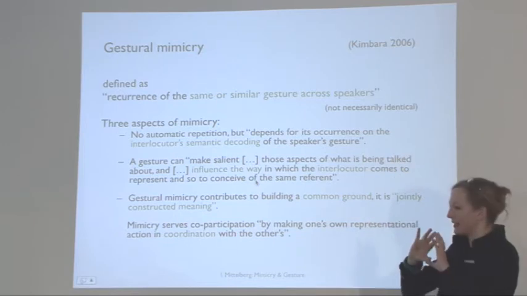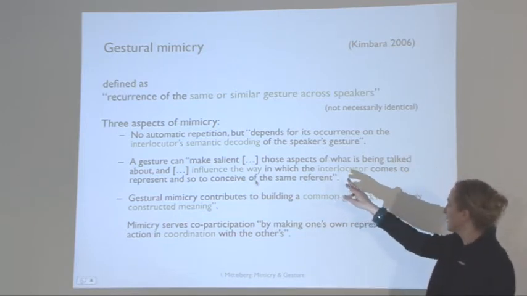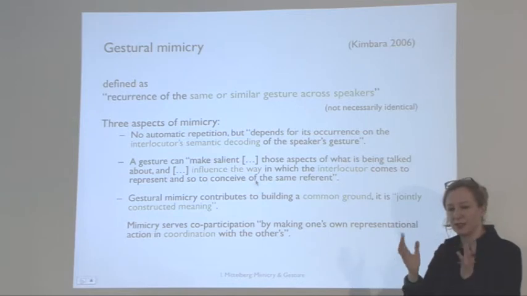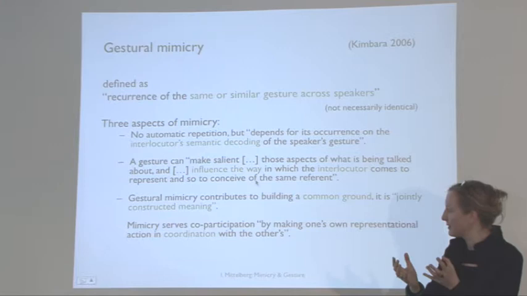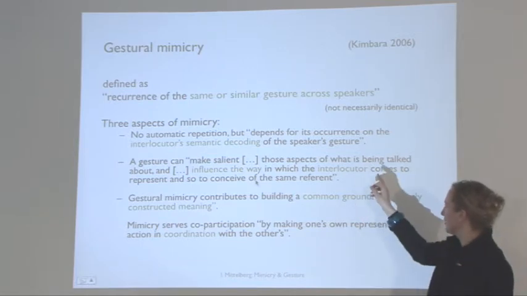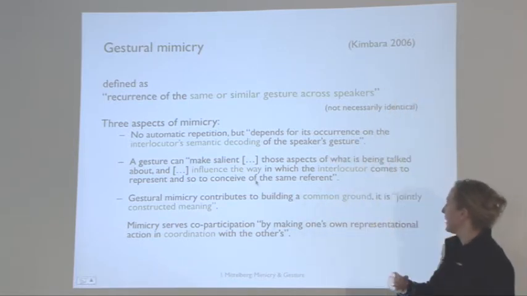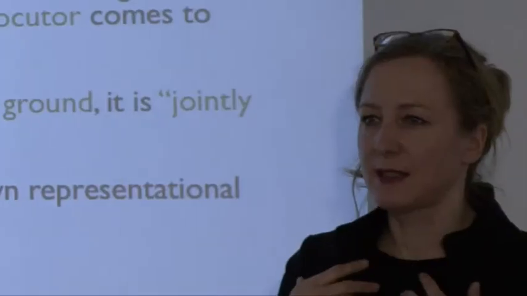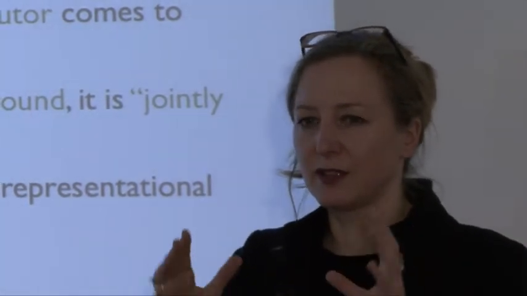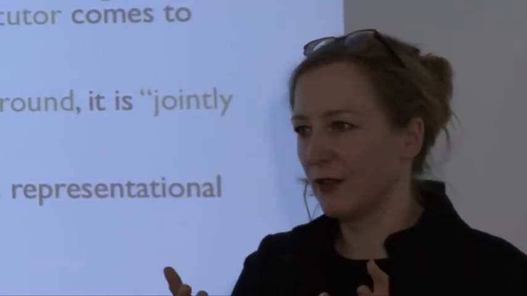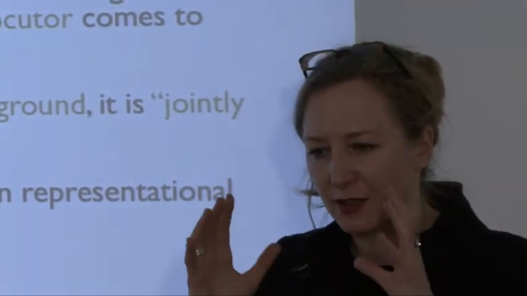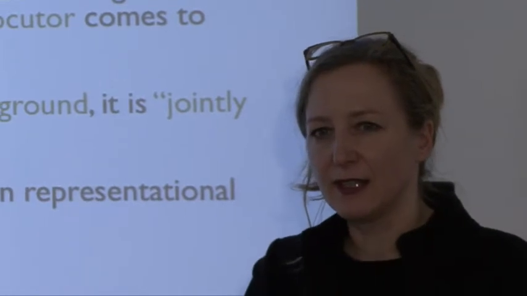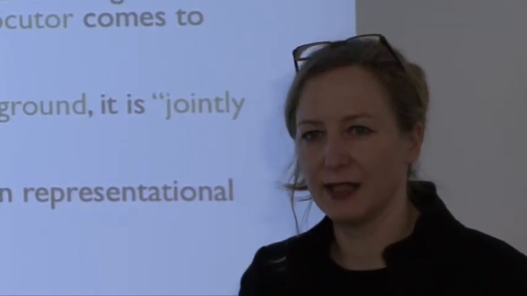So a gesture can make salient the circle of friends, those aspects of what is being talked about, you know, that's really important to her friends, circle of friends, there's some kind of spatial arrangement in space, and influence the way in which the interlocutor comes to represent and so to conceive of the same referent. That means if I now sit across this woman and I also start talking about circles of friends and make the same gesture, then I have this shared understanding, and the gesture is actually part of the semiotic material that helps us to build that shared understanding.